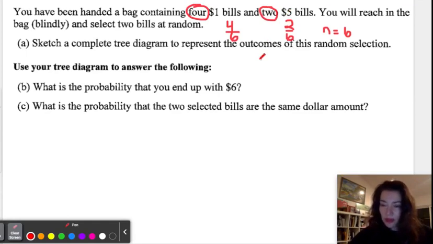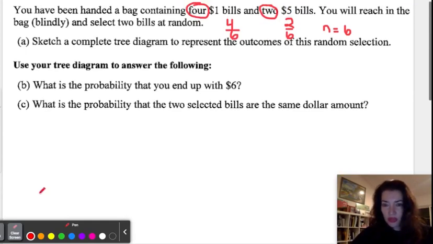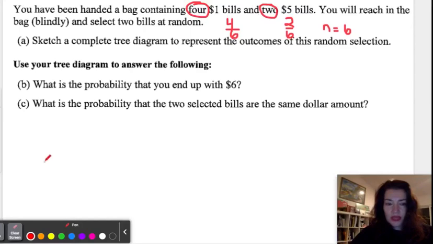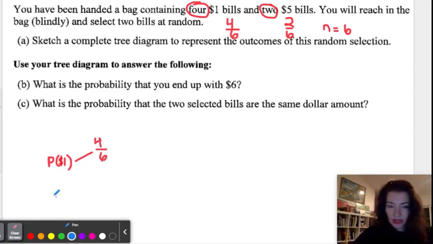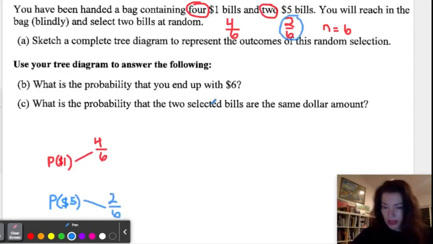So the best way to represent this is with a tree diagram. I'm going to draw it horizontally. I'm going to state the probability of picking $1, and I'm going to always have $1 going up. So that is, as we already stated, 4 out of 6. But then we can select the first bill as $5. I'll do that in blue. The first time we select, we can either pick $1 or $5. So the probability of selecting $5 is 2 out of 6. We're going to pick our second bill.